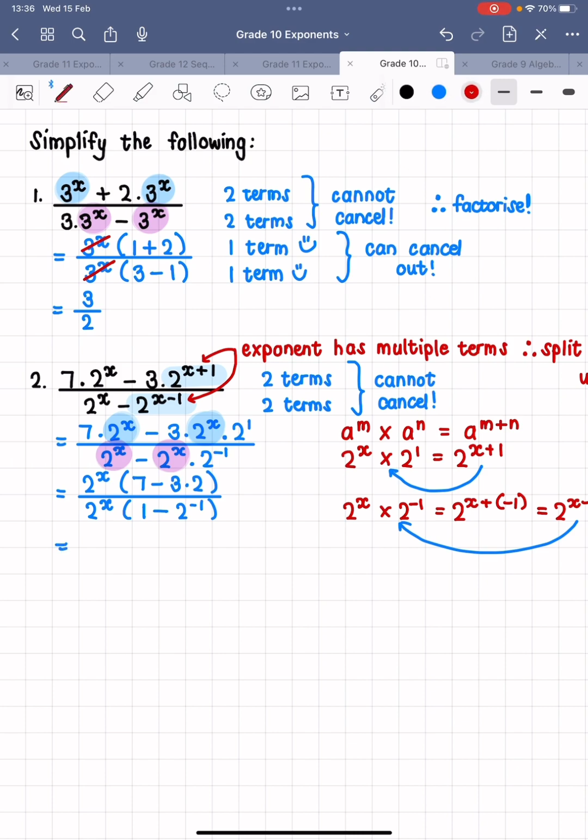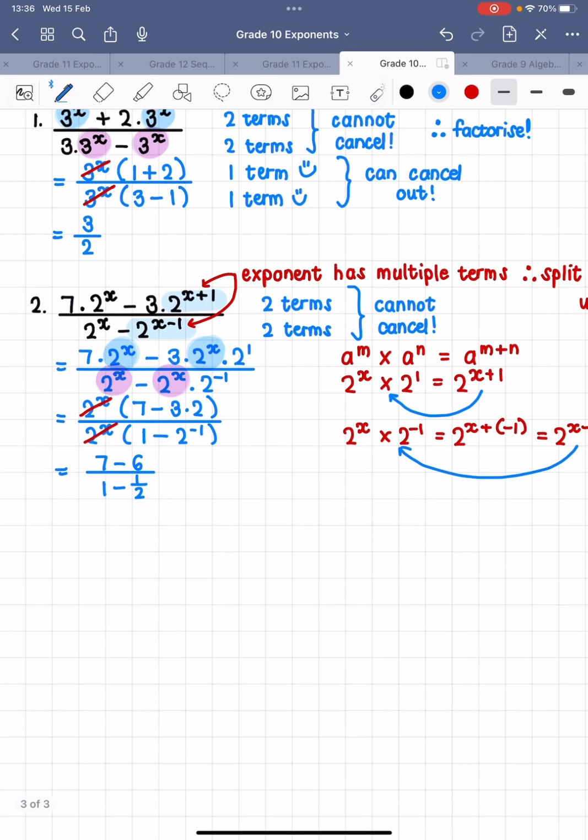So now we're going to cancel out the 2 to the x and the 2 to the x, because we now have one term at the top and one term at the bottom. So we're going to be left with 7 minus 6 at the top, and we're going to be left with 1 minus a half at the bottom. And you are welcome to type this into your calculator if you want to, or you can just work it out in your head. It's quite an easy one to do. 7 minus 6 is 1, and 1 minus a half is a half. So 1 divided by a half is 2.